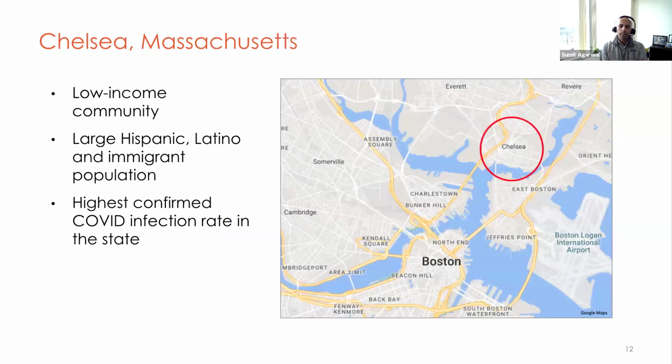Next slide. Let me tell you about the cash transfer intervention and where it took place. The city of Chelsea is a low-income community just north of Boston. It has a large Hispanic, Latino, and immigrant population. The city's residents were hit hard by the pandemic, by COVID itself, having one of the highest COVID-19 case rates in the state, and then also economically by the shutdowns and job loss.